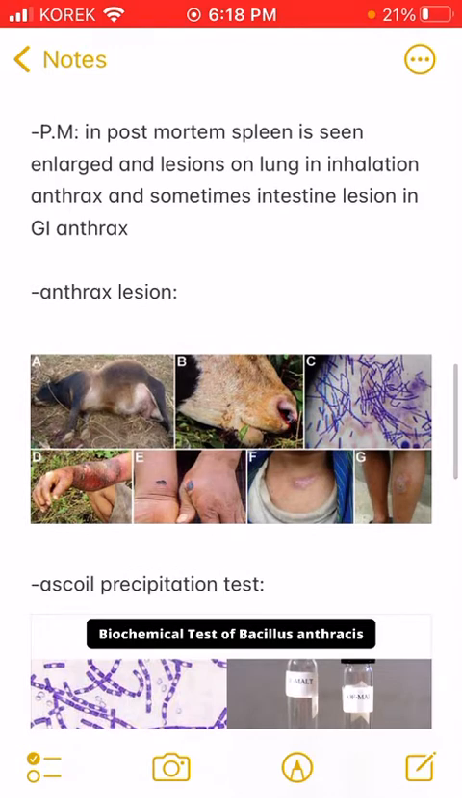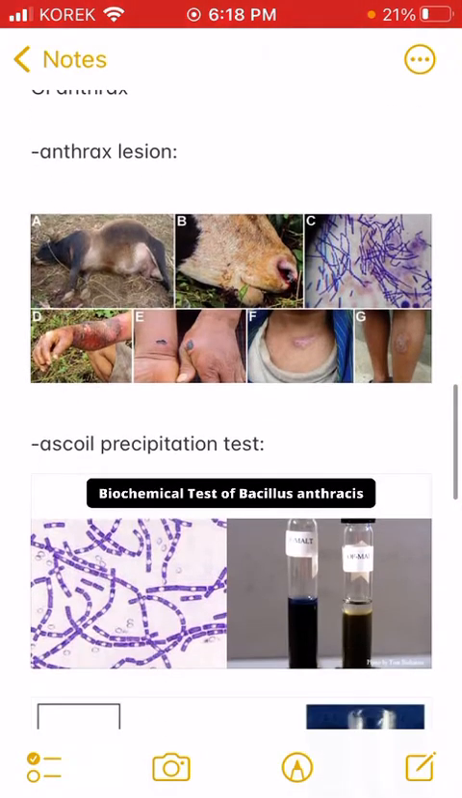Lesions are detected on the intestine. But let me say something else. You should remember this. Let's review this. Postmortem examination is illegal in most countries. Anthrax lesion.